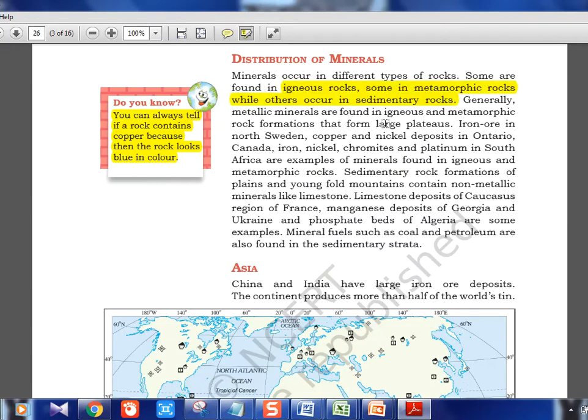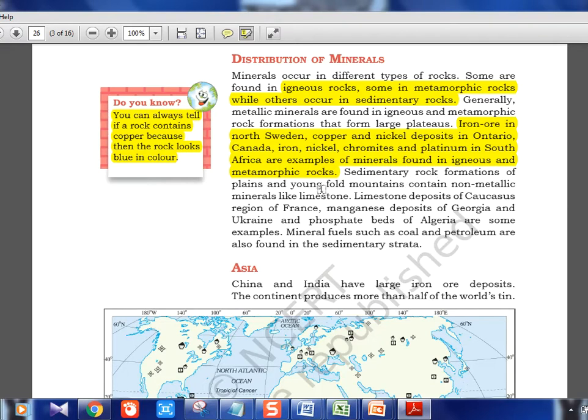Generally, metallic minerals are found in igneous and metamorphic rock formations that form large plateaus. Iron ore in North Sweden. Now they are starting to tell place names. Iron ore in North Sweden, copper and nickel deposits in Ontario. Ontario is in Canada. Iron, nickel, chromites and platinum in South Africa are examples of minerals found in igneous and metamorphic rocks. These are the hard rocks.